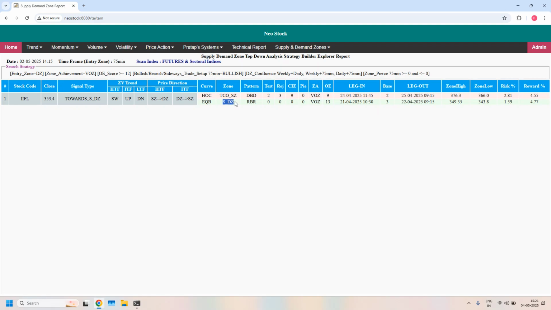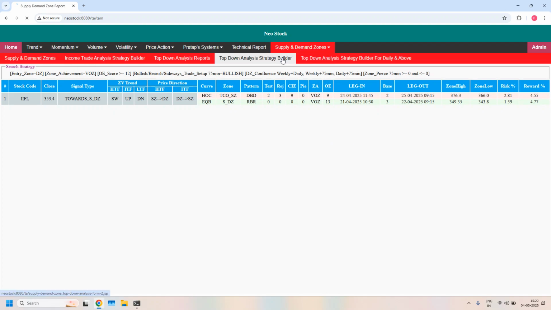In this stock, this daily demand zone overlapped with weekly demand zone, both together overlapped with monthly demand zone. This is 75 minutes. 75 with daily, both together with weekly demand zone. But weekly trend is sideways. Sideways we don't look at EMA confluence, it won't give any advantage. So this is bullish trade setup for weekly income trade.